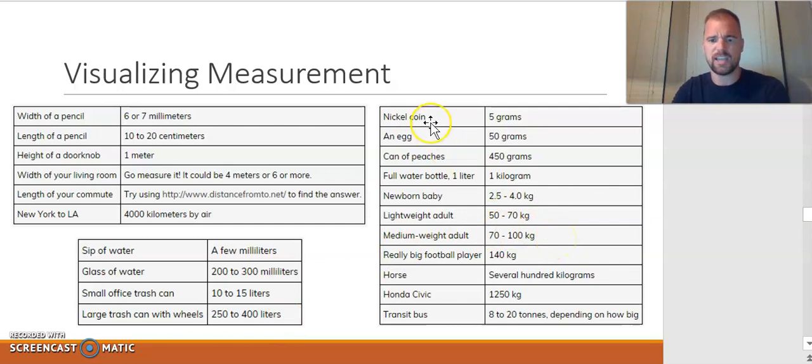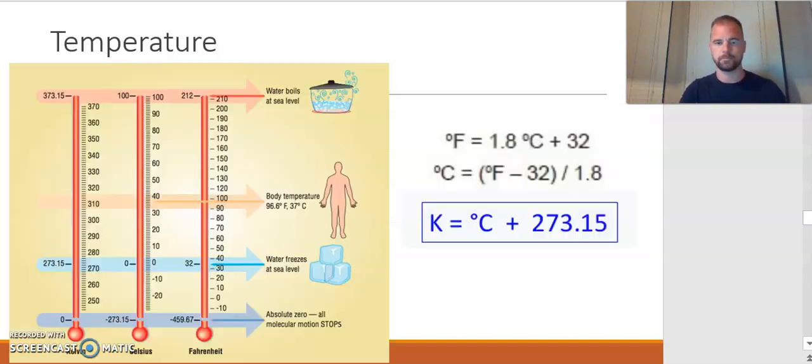Finally, with mass, just to give you an idea, a nickel coin is about 5 grams. Compare that to a newborn baby, could be about 4 kilograms. Whereas a Honda Civic is 1,250 kilograms. So you can see how they range. It's nice to know how much an adult weighs, especially when you work in physics. So a lightweight to medium weight adult is about 50 to 100 kilograms. So it just gives you an idea of where everything is relative to one another.